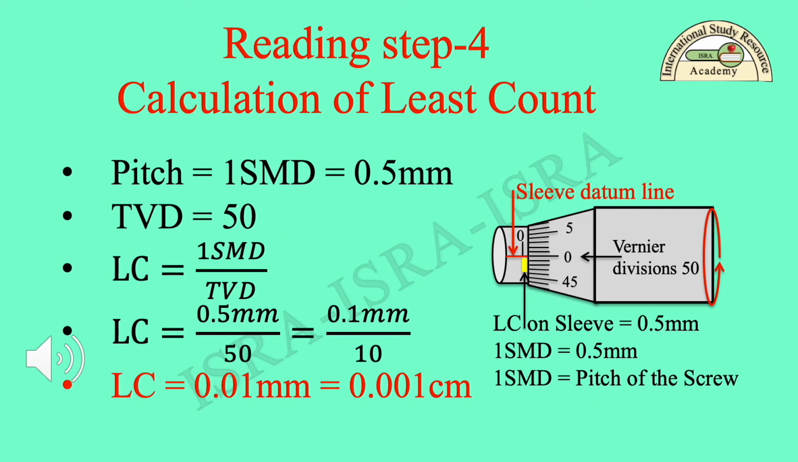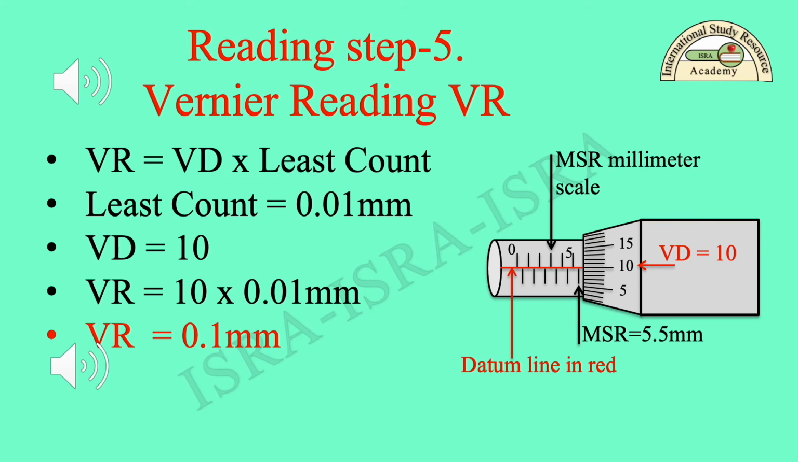Reading Step 4. Calculation of least count LC, which is equal to 1 SMD equal to 0.5 mm. TVD is equal to 50. Least count LC is equal to 1 SMD over TVD. LC is equal to 0.5 mm over 50 is equal to 0.1 mm over 10. Therefore, least count LC is equal to 0.01 mm or 0.001 centimeter.